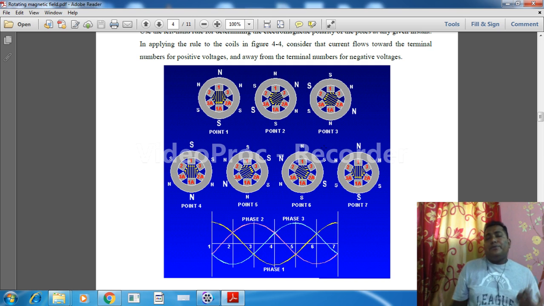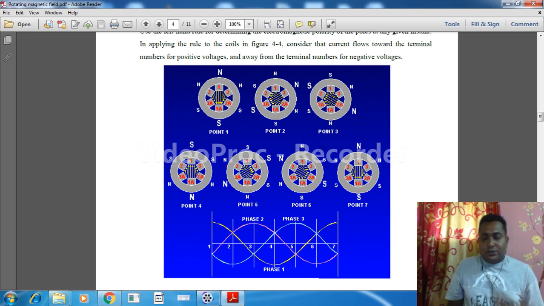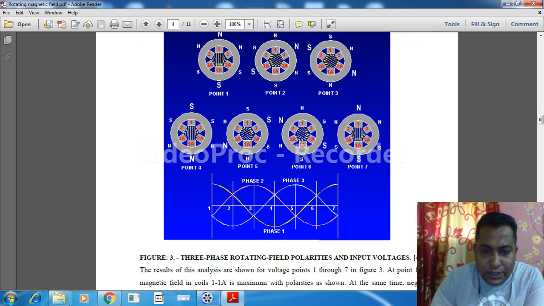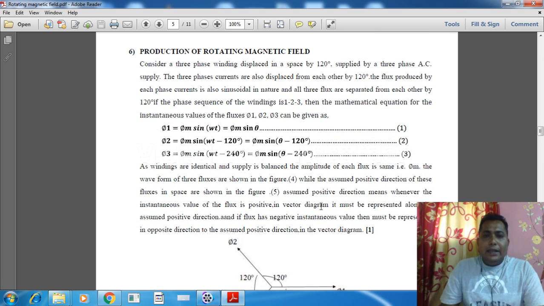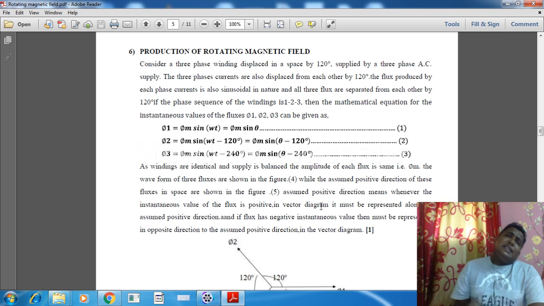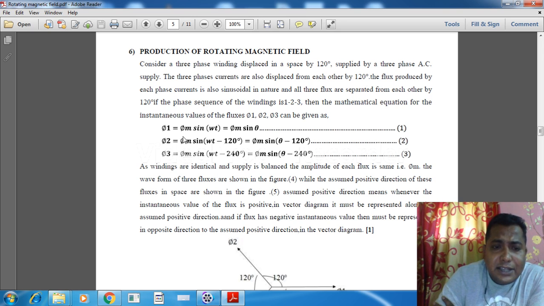Now we are going to see how much flux is generated in the three-phase induction motor. Yes, production of the rotating magnetic field. So now we are saying that three phases we have to consider, and each phase is shifted by an angle of 120 degrees from each other. So now here I have considered the three phases.